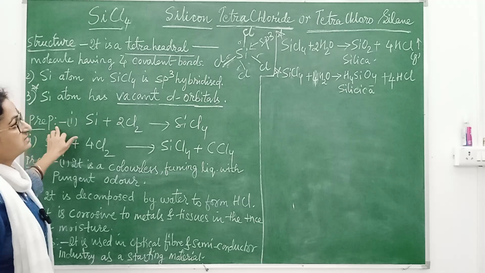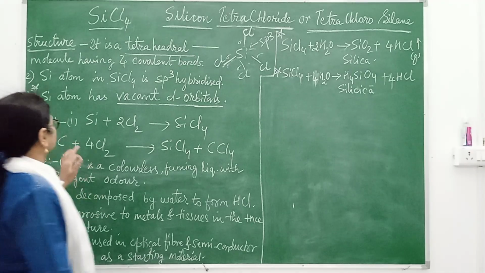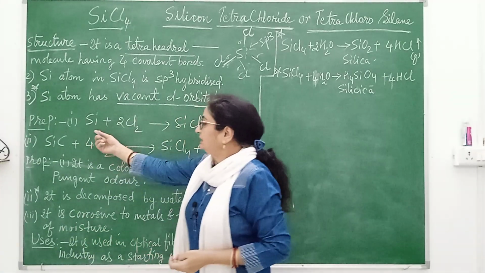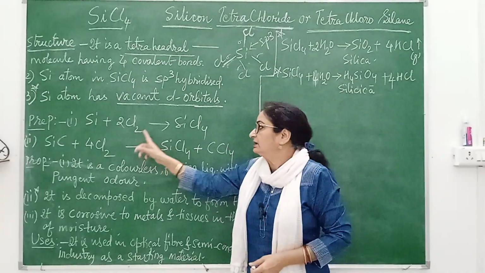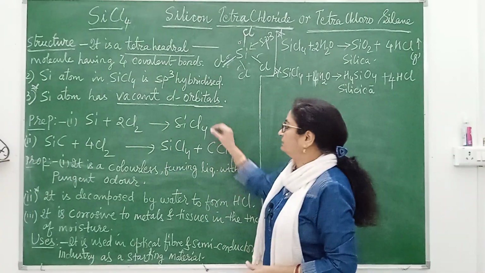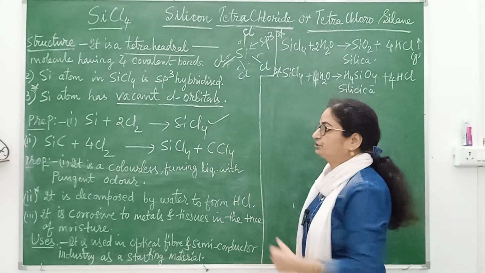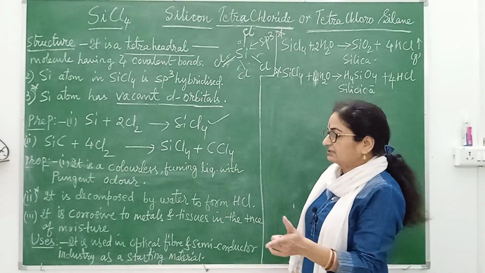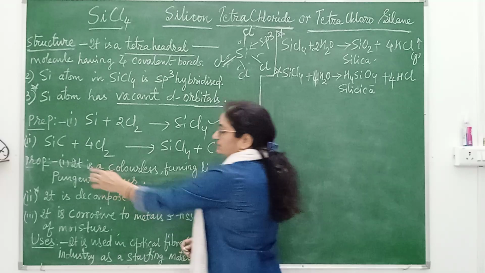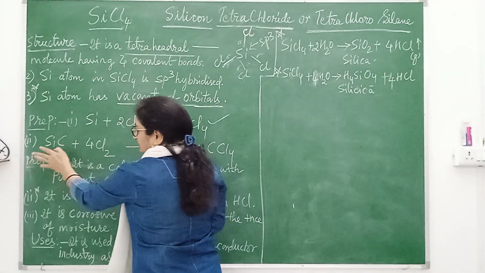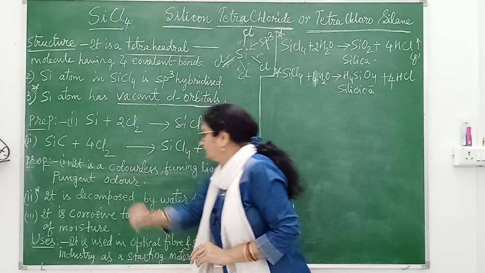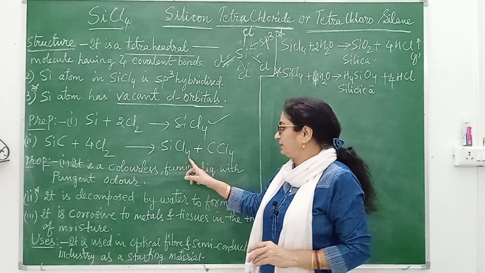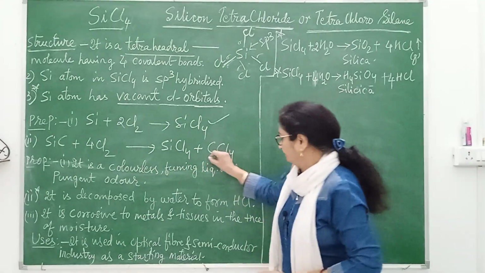Now let's see how this silicon tetrachloride is prepared. Students, elemental silicon is reacted with 2 moles of chlorine gas when it combines to form silicon tetrachloride. So its preparation is very simple. Let's see the next method. Here silicon carbide is taken. Silicon carbide is reacted with 4 moles of chlorine gas when we get silicon tetrachloride and CCl4.